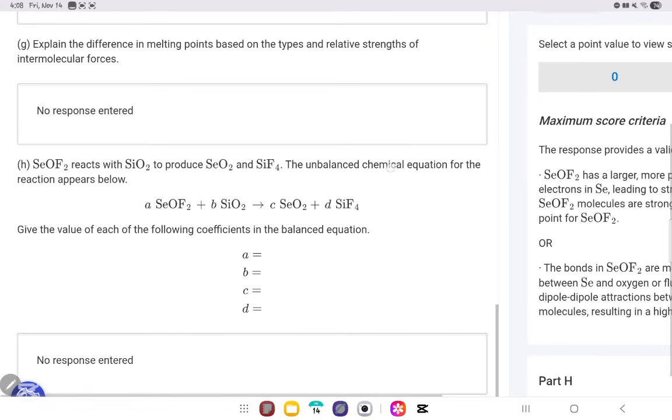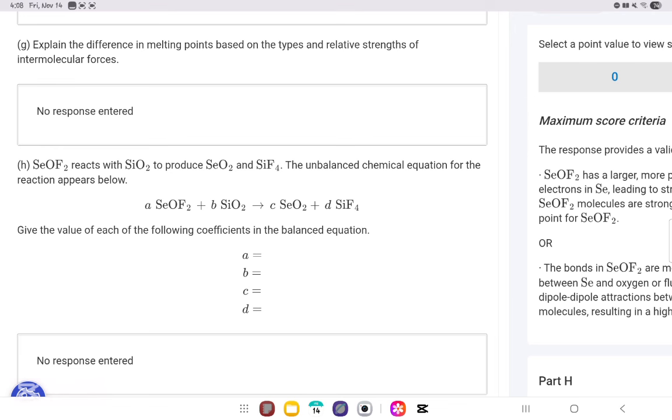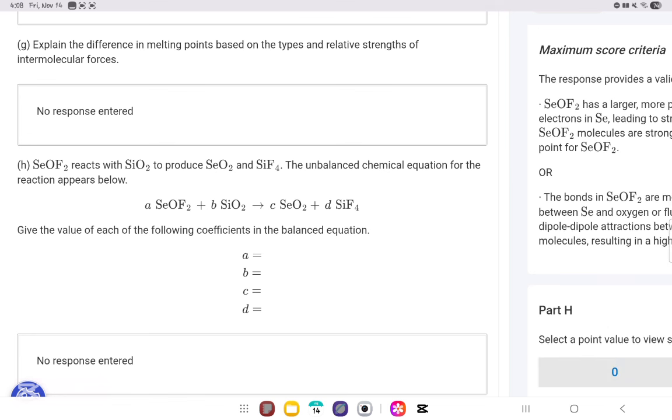SeOF2 reacts with SiO2 to produce SeO2 and SiF4, the unbalanced chemical equation below. So basically, they want us to balance the equation. How do we balance the equation? We start. I have Se over here, OF, right? Actually, I think I need this whole space. SeOF, right? And I also have Si.